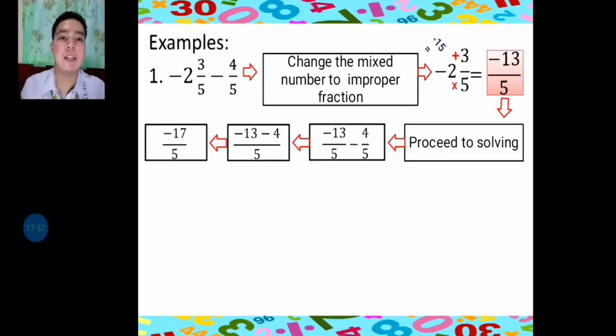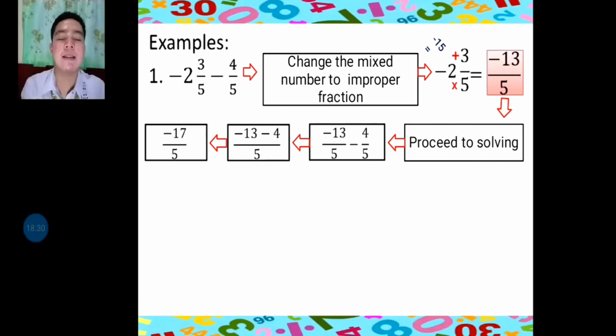As the rule for subtraction of integers, we have to first copy the first value, that is negative 13, then change the operation to addition and change the sign of the second value. So positive 4 will become negative 4. So negative 13 plus negative 4 will result to negative 17. Then copy the denominator 5. So our answer is negative 17 over 5.